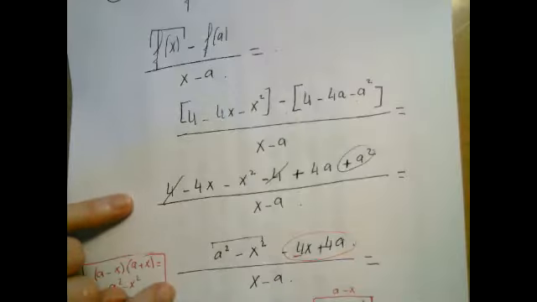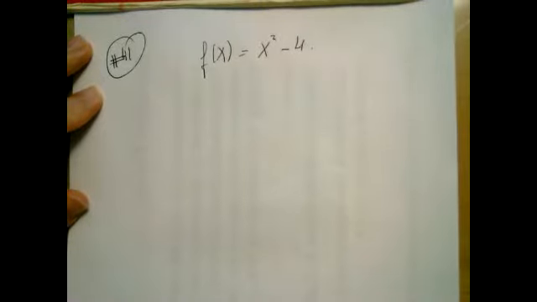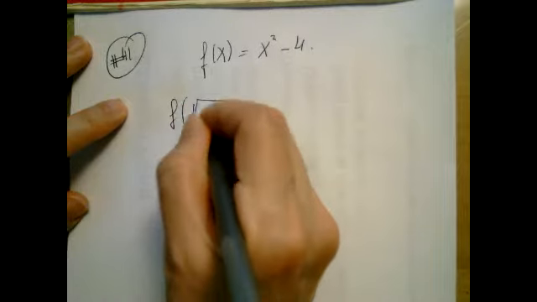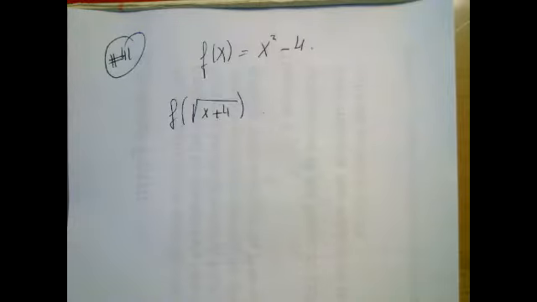Now somebody is asking to look at number 41, and then we proceed for the new lecture. So number 41. Let's see what it is about very quickly. It's a composite function. We have f of X equal X squared minus 4, and the question is to simplify f of the square root of x plus 4.